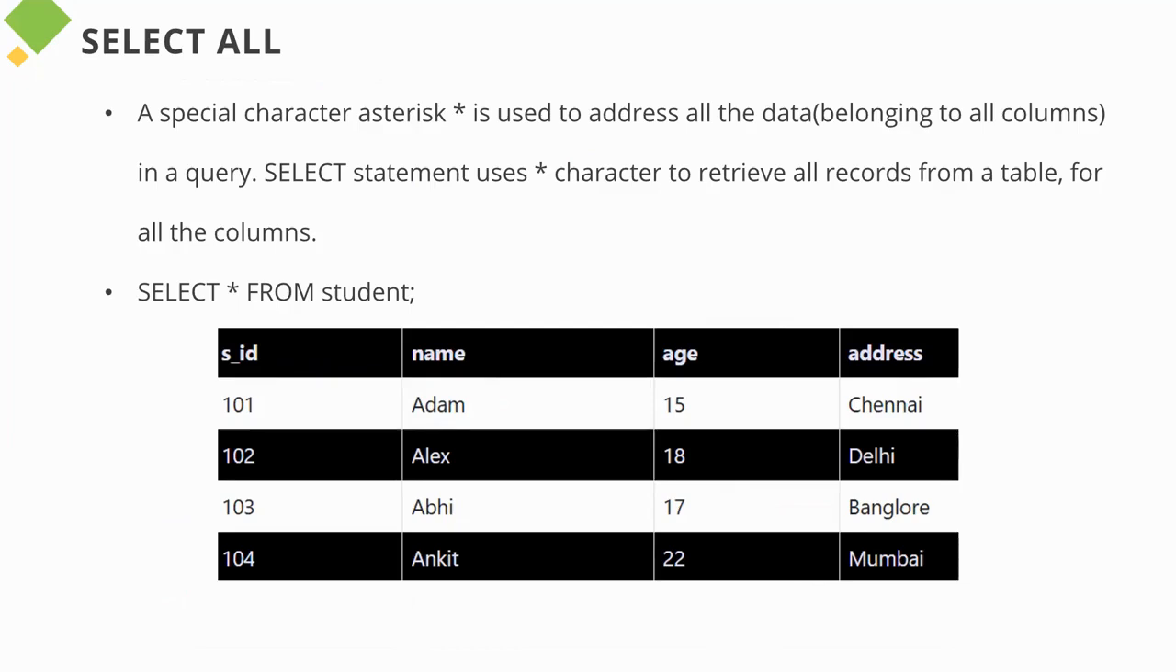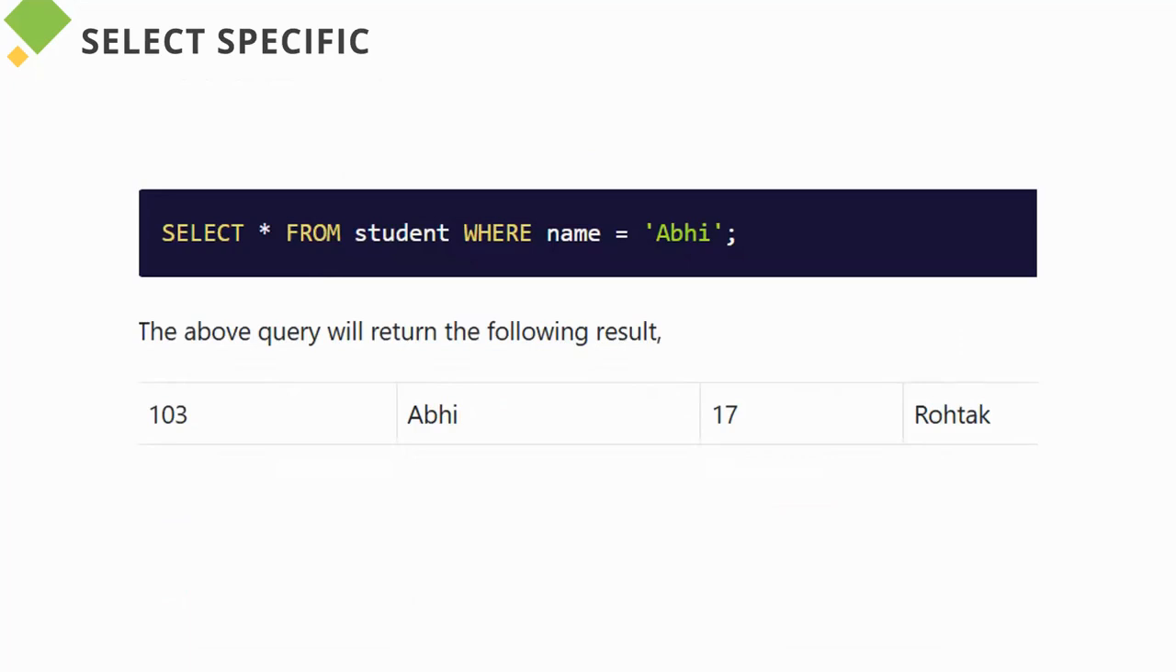For select all, as I told earlier, you can use an asterisk. It is used to address all the data belonging to a particular table, I mean all the columns. It retrieves all the columns and all the records from the table. So this is the use case of select star. I haven't specified any of the columns, but I got all the columns as ID, name, age, and address for each of the queries. Moving on to next, we'll have select a specific.